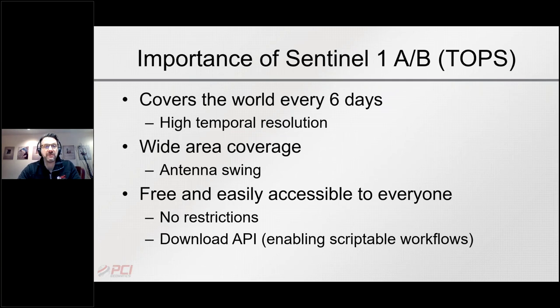Sentinel-1A and B, so there are two satellites, provide coverage every 6 days. So it's actually possible to do interferometry every 6 days using either A or B in tandem. It's quite nice to be able to do that. It provides high temporal resolution and wide area coverage. The images are quite large. The interferometric wide images are hundreds of kilometers wide. And of course, the data is freely accessible and can be downloaded through their application programming interface, which allows you to script workflows and build applications. So with this capability now, you could download imagery, process it through a Geomatica workflow and provide a service if you wish using end-to-end processing.